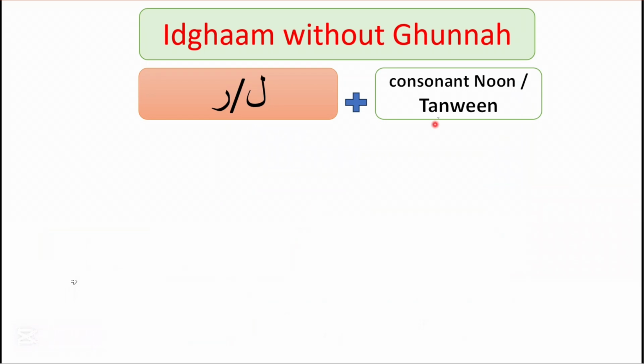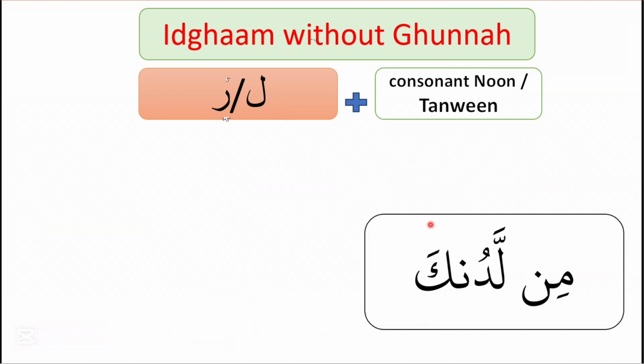So when you find the consonant noon or tanween in one word at the end or the last position in one word, and in the following word, the first letter is the letter lam or the letter ra, and you like to read both words together, in this case, you need to apply this rule, idgham without ghunnah. Here we have one example. In this word, the last letter is the consonant letter noon.